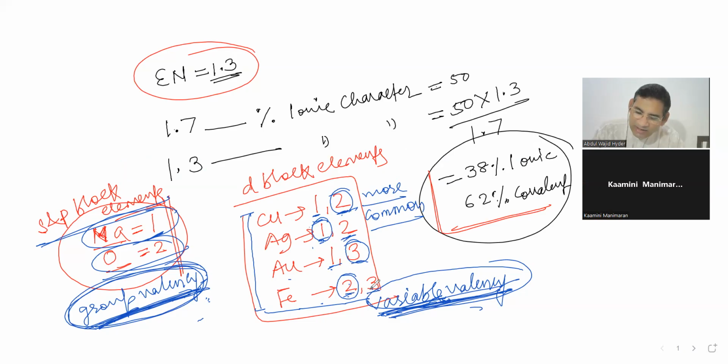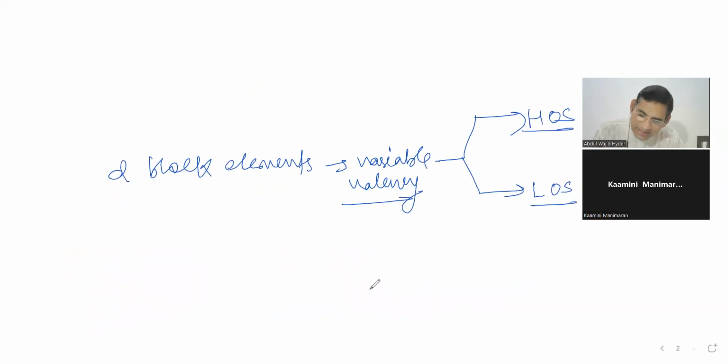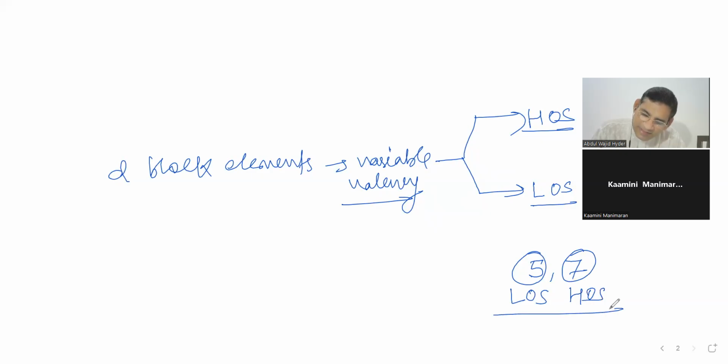Lower doesn't mean 1, lower doesn't mean 2. Lower means, if suppose 5 and 7, this is lower and this is higher. Is this okay?